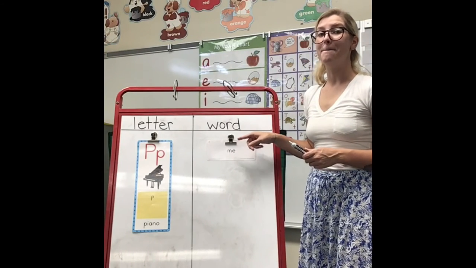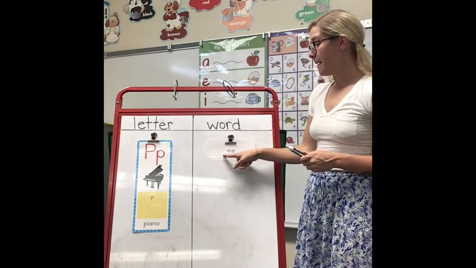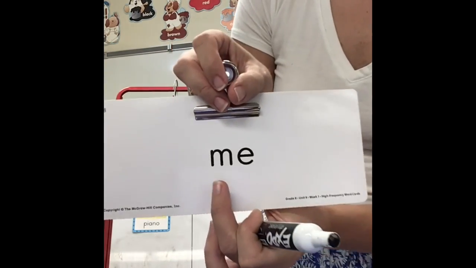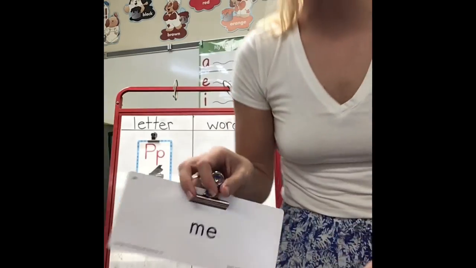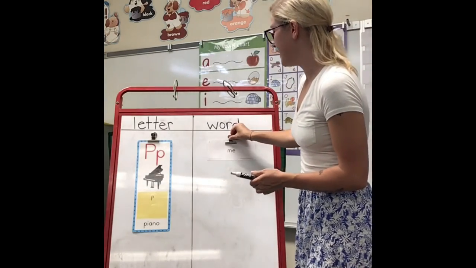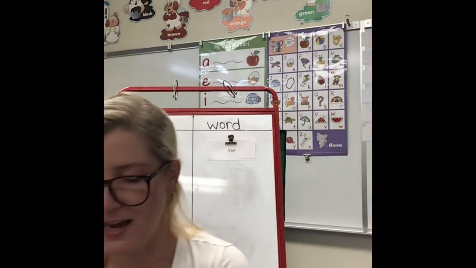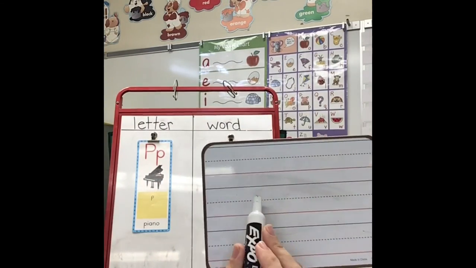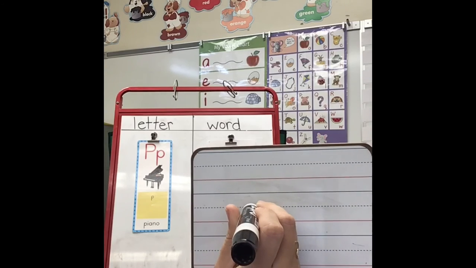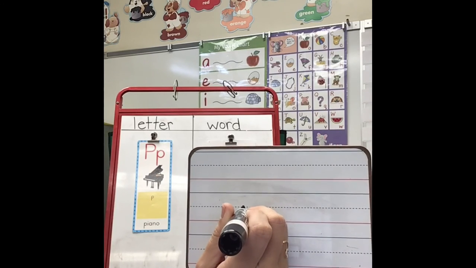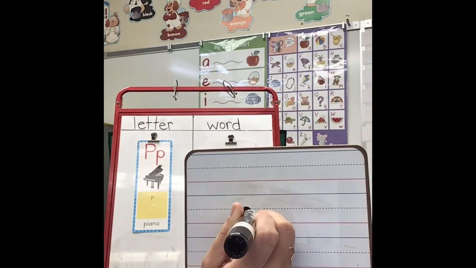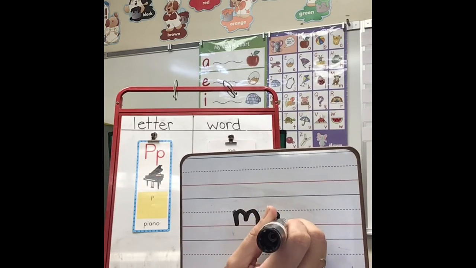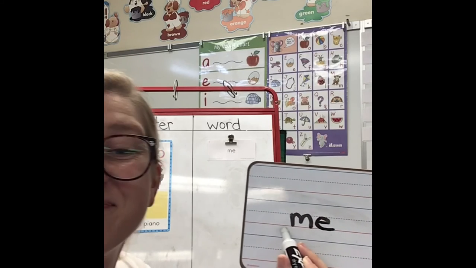This is the word me. Let's read it. Me. Let's spell it. M-E. And now let's write the word me. I'll write it on the line board so that you can see it. Both letters are small, so we start on the dotted line. M. E. M-E. Me.